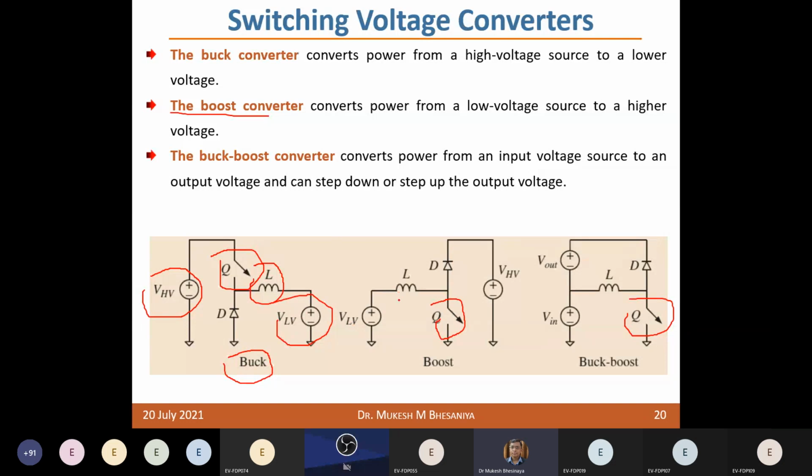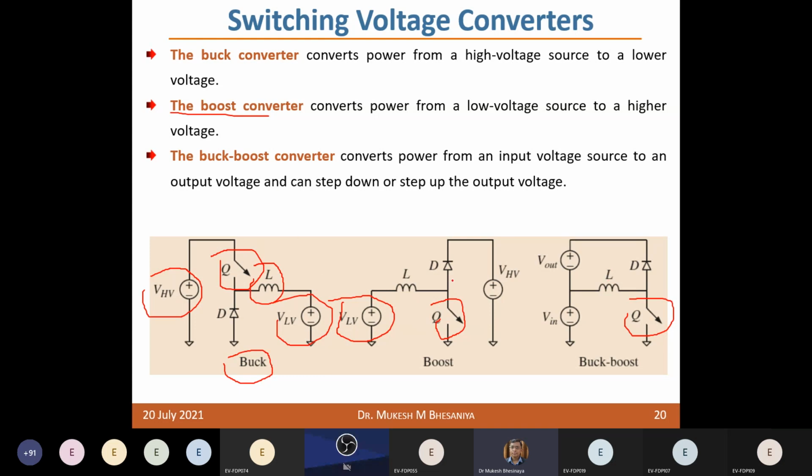This is another configuration which is known as a boost converter, which converts the power from a low voltage source to a higher voltage source. In the case of this boost converter, the output voltage is higher than the input voltage, and that's why this is also known as a step up converter. This is a step down converter, which will reduce the voltage, and this will increase the voltage. So you have controllability. The output voltage will be higher than the input voltage.